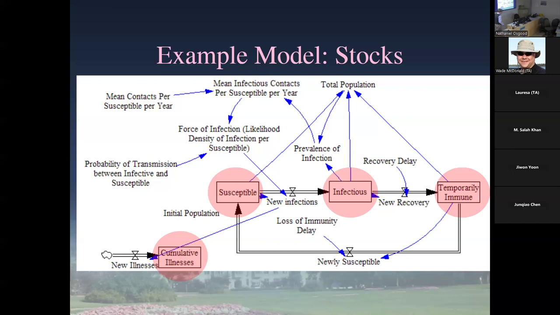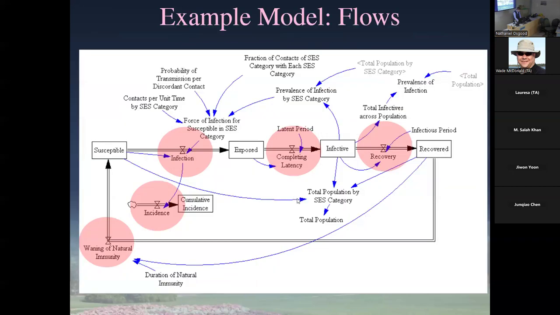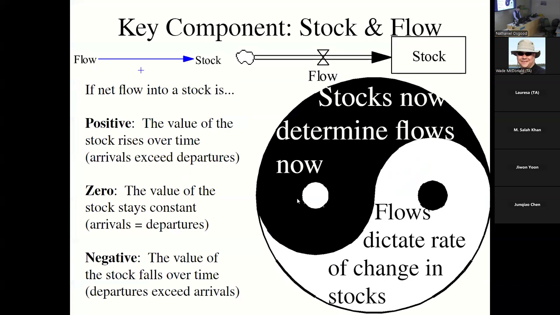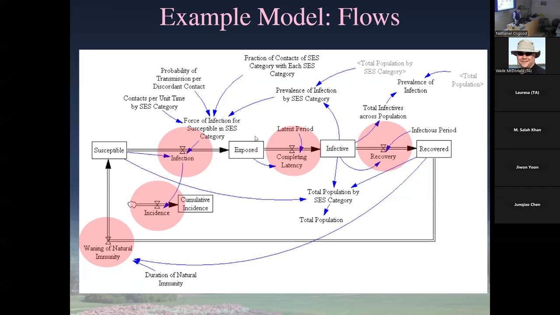So the values of the stocks dictate the values of the flows. Stocks only change because of the flows. So that's why I say they're intertwined like this, right? The stocks now determine the values of the flows. Now, the flows dictate the rate of change of accumulation in the stocks. And if the outflow of a stock is greater than the inflow, if the outflow of your bathtub is greater than the inflow, is the water in the bathtub going to go up or down?